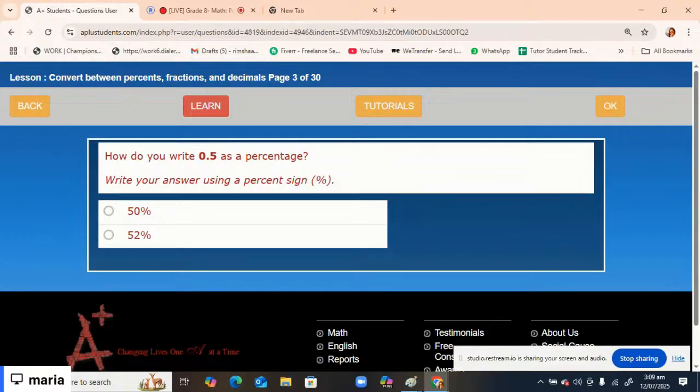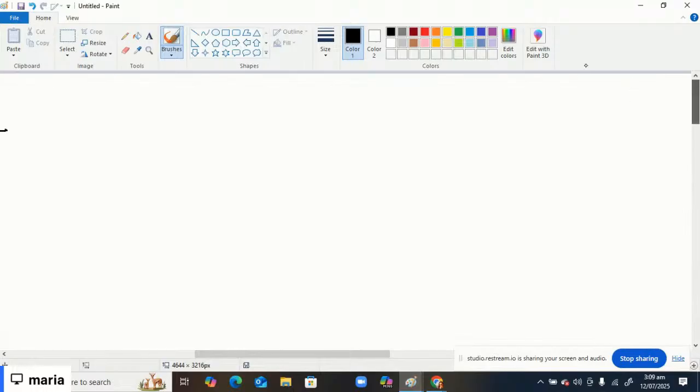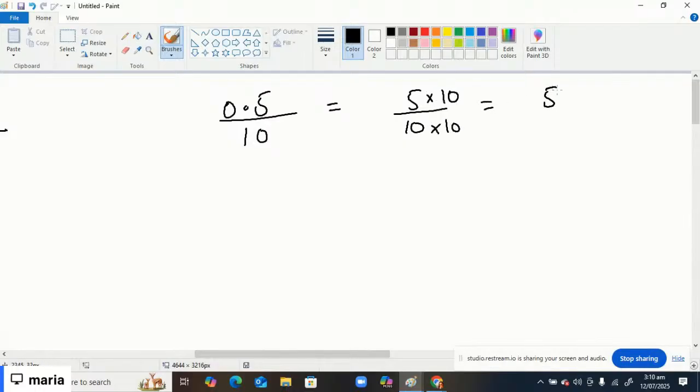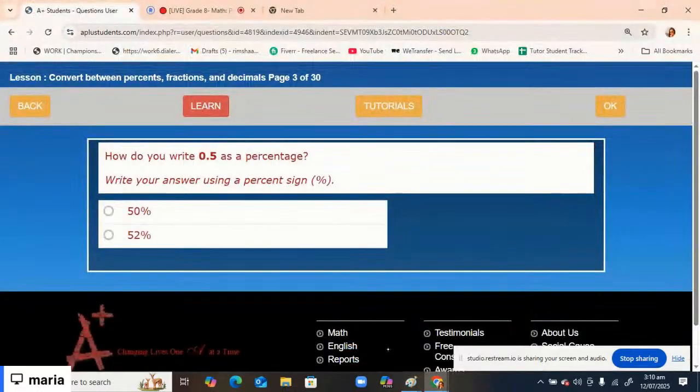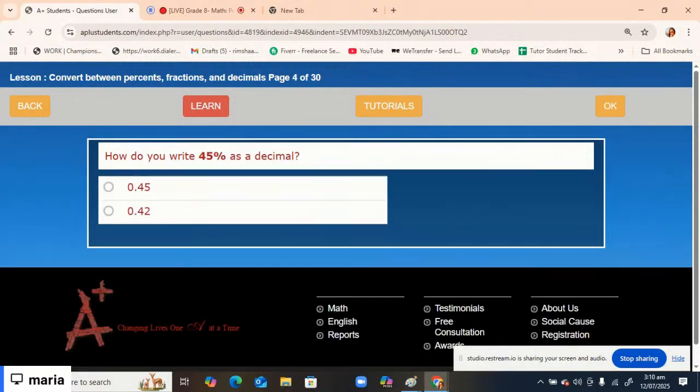How do you write 0.5 as a percentage? First of all, we remove this 0, that becomes 10. So this is 5 by 10. Now multiply and divide with 10. 10 times 5 is 50, 10 times 10 is 100. And now it becomes 50%. So it's the first one, and that is the right answer.